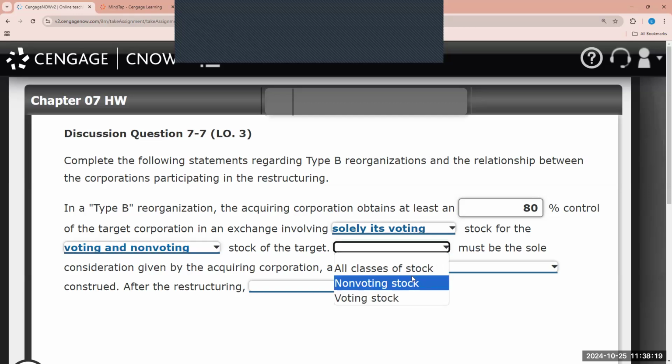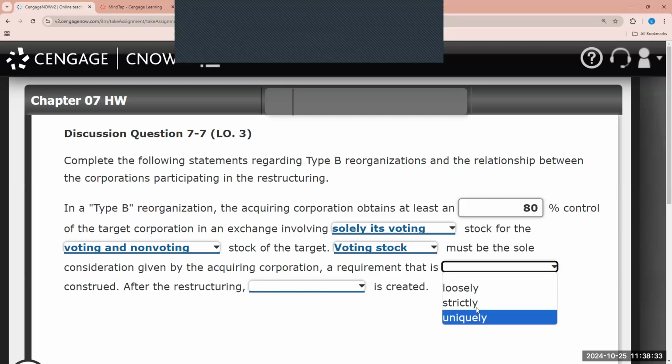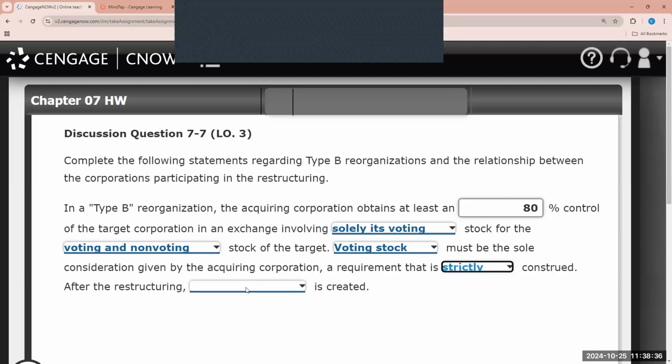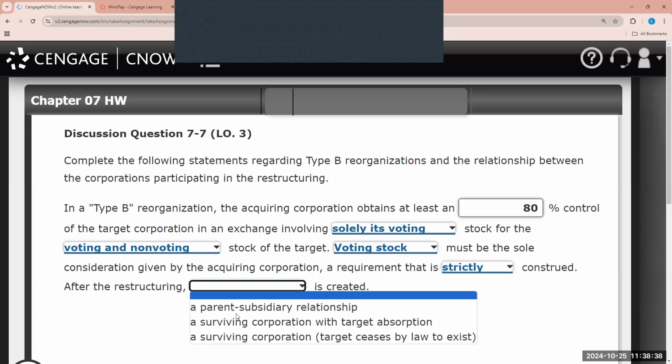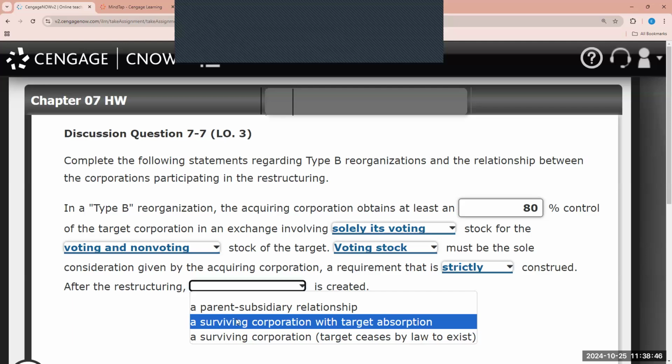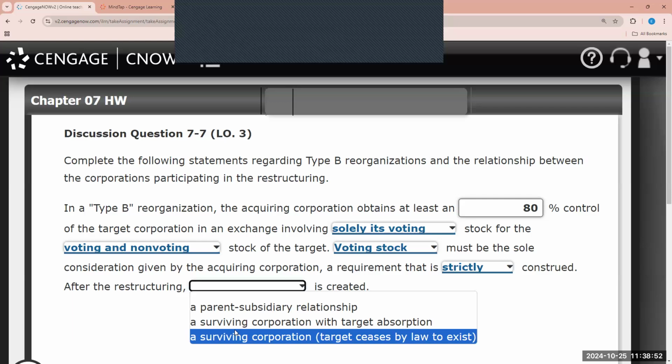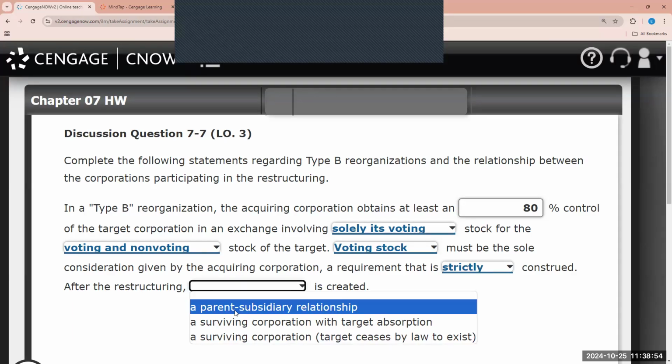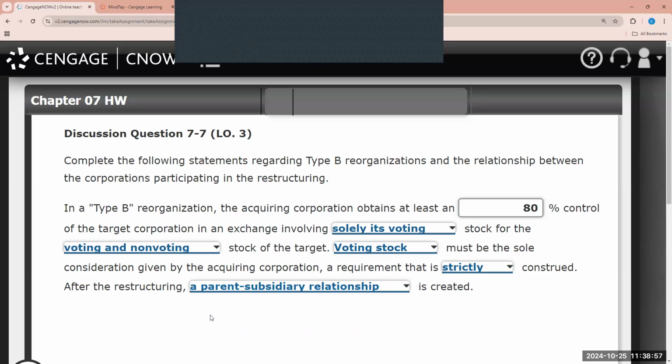So with this Type B, not just all classes of stock, not just non-voting stock, but the voting stock must be the sole consideration given by the acquiring corporation. And this is a requirement. Is it loosely, strictly, uniquely? It is strictly construed. And after the restructuring, a parent subsidiary relationship is developed. If the target is absorbed into a surviving corporation, this would be like a merger, and if there's a surviving corporation, this falls into the other types of restructuring. So a parent subsidiary relationship.